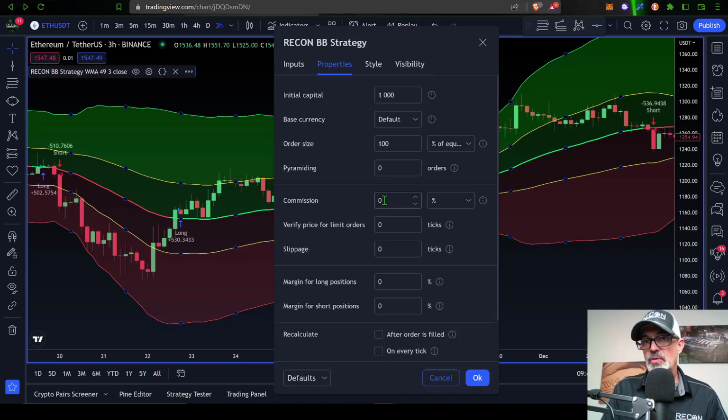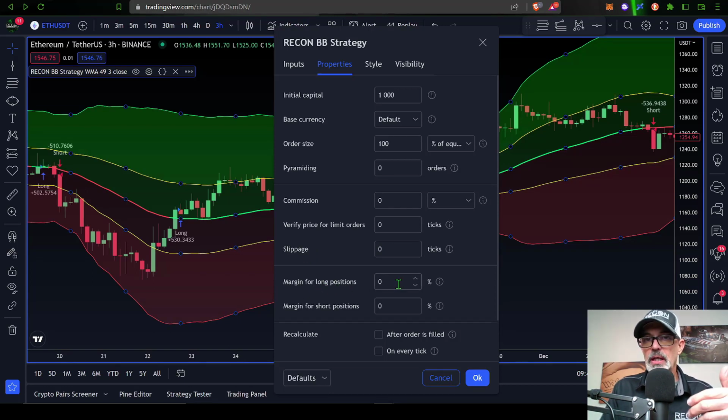Commission, I have set at 0. Now, adding commission will affect those results, but currently over on Bybit, if you're a maker and not the taker on a trade, if you actually are doing limit orders, you're paying 0% commission. And another reason I have this set at 0 is I pay different fees depending on the exchange I'm trading on. Again, like I mentioned, Bybit, you could actually be paying 0%, where on KuCoin or OKX, I might be paying 0.025% to be the maker. So at the end of the day, commissions are a part of trading, so you want to calculate that into your results. And then verify price for limit orders is 0 ticks, slippage is 0 ticks, margin for long positions.